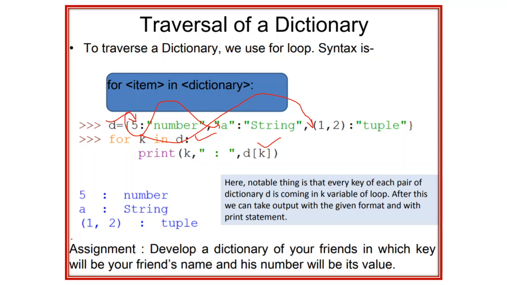So students, there is an assignment for you. You have to complete this assignment at your home. Develop a dictionary of your friends in which the key will be your friend's name, and his number will be its value. You can easily do this because we have covered a few examples similar to this in the previous slides.